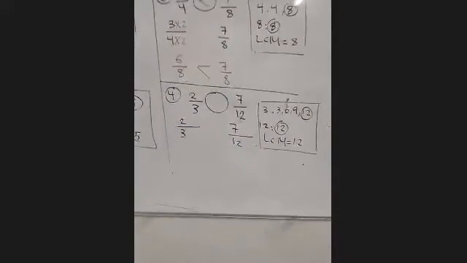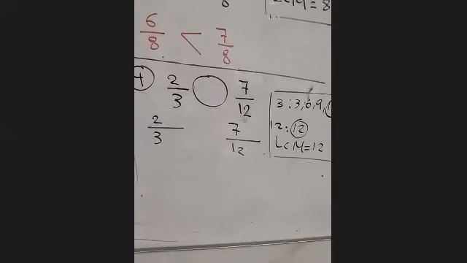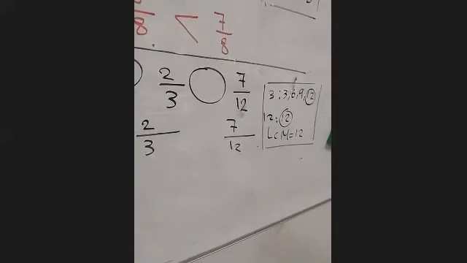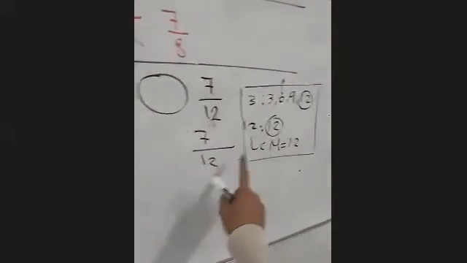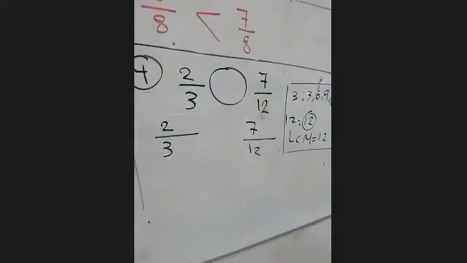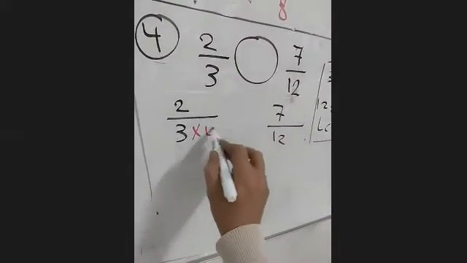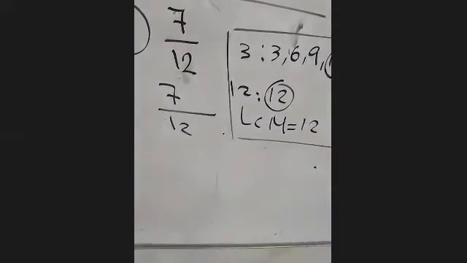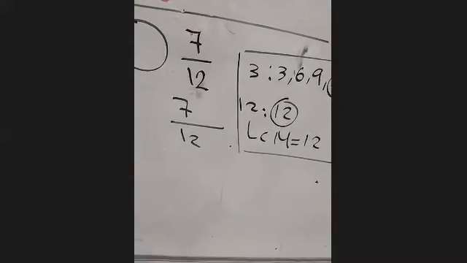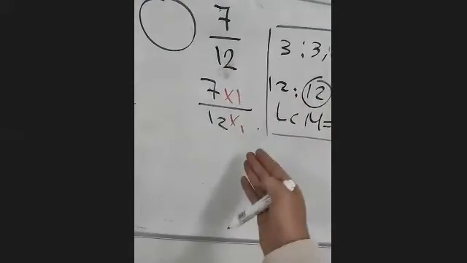We need to multiply 2 over 3 with 4. How do we make the 3 to be 12? Multiply with 4. So I multiply up and down by what? 4. Good. But how do I make the 12 to be 12? Multiply by 1. Yes. If you multiply by 1, the numbers will stay the same, so no need for them, okay?